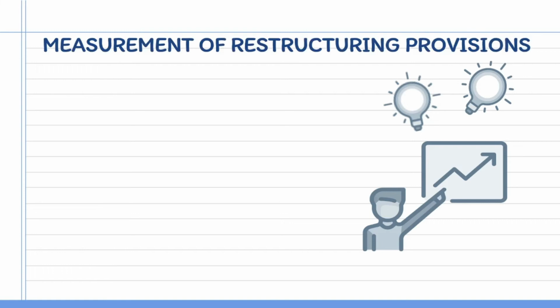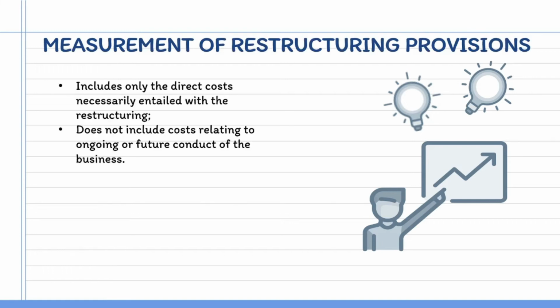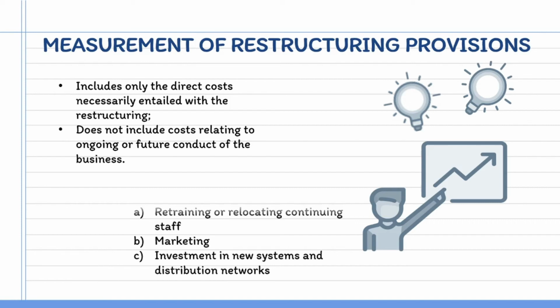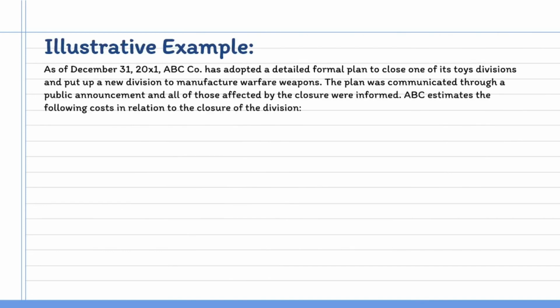Measurement of restructuring provision. Ang kasama lang sa measurement is yung mga direct costs necessarily for restructuring a business. Hindi natin sinasama yung mga costs related sa ongoing or future conduct ng business. At hindi din natin sinasama yung mga costs sa retraining or relocating continuing staff, marketing, and investment in new system and distribution networks.